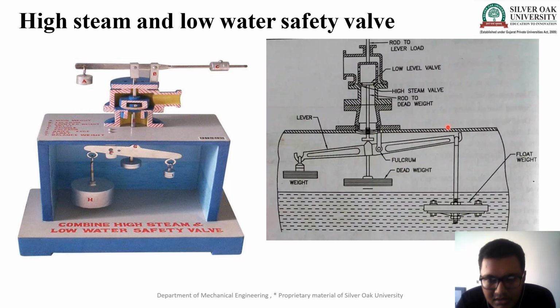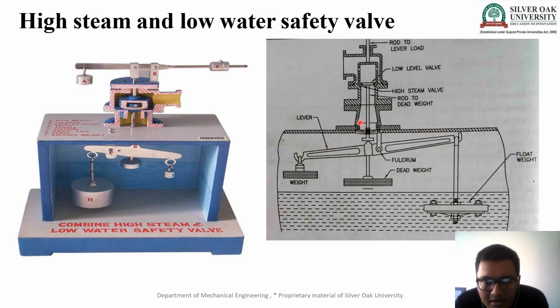Here you can see this is the float. What is the function of the float? The float is connected to the upper surface of the water. If the water level goes down, the float also goes down to touch the water surface. If the float goes down, this lever turns in this direction, the downward direction.